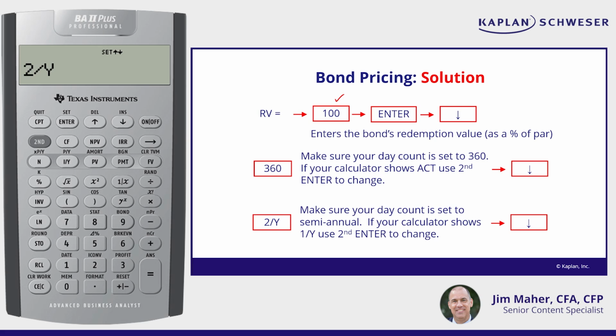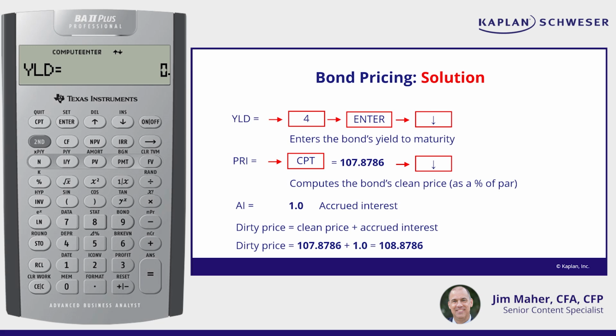And then we scroll down, and then we see 2Y. Oh, so see, now we're compensating for our semi-annual bond, okay? If your calculator shows one time, use second, enter to change. But we're already there because he has 2 periods or 2 payments a year, okay? Very important that we get that right as well. And then we're going to scroll down once again, okay? And we're going to enter 4 as our yield. Let me go back over here to our emulator to get that 4 in here for you. And that enters the bond's yield to maturity, so that's going to be 4, okay?